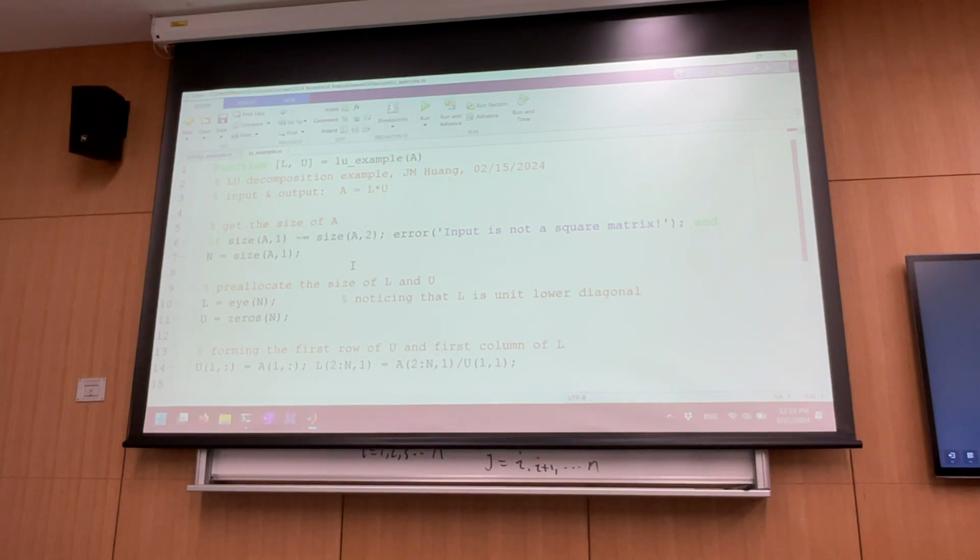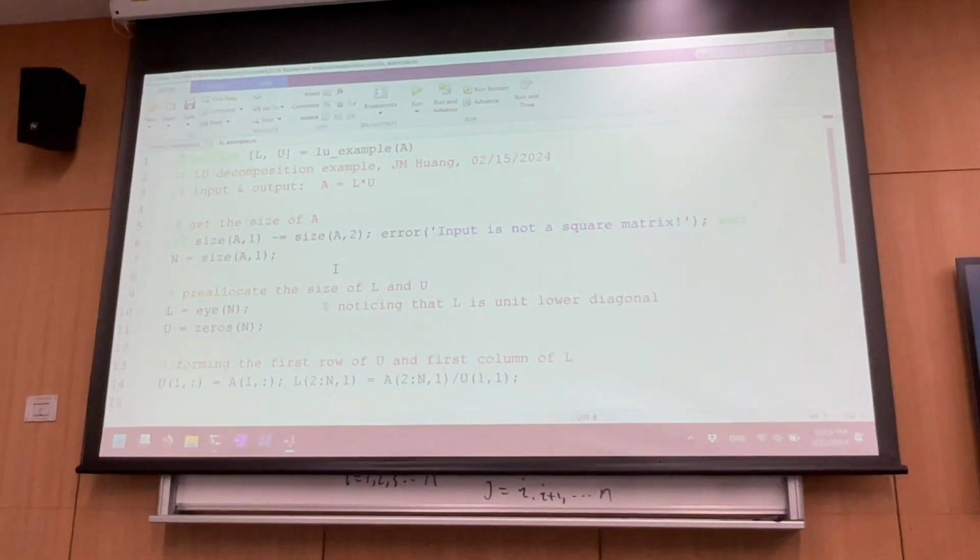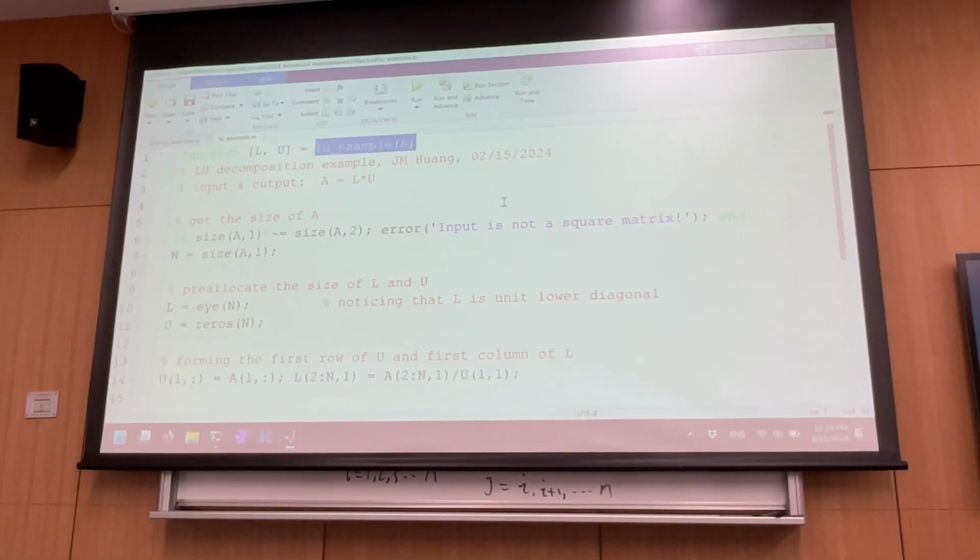So on Brightspace, I posted two codes, and one is called LU example. That is to complete the LU decomposition of a matrix A. You input a matrix A, and this code goes through it row by row to construct the LU matrix. Of course, I threw in something extra.